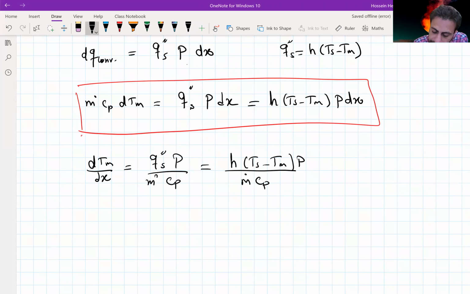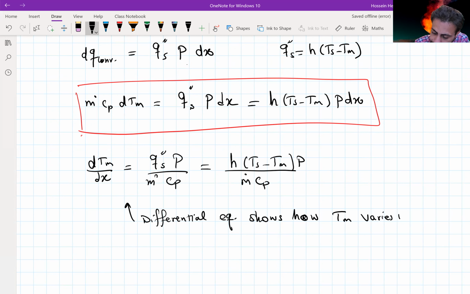Yes. So what this differential equation tells us is how Tm varies with location x from the entrance of the pipe. Now, I can evaluate this equation for the two different boundary conditions that we discussed before, constant flux and constant temperature, and from there I can get the mean temperature variation as a function of x.